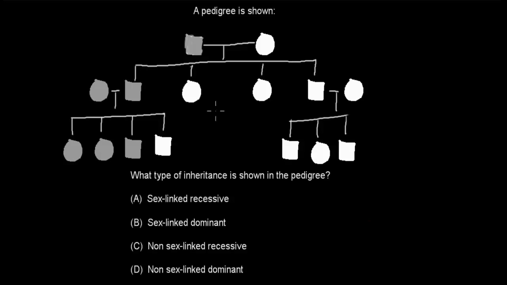Next, a pedigree is shown. This is our pedigree. What type of inheritance is shown in the pedigree? Sex-linked recessive, sex-linked dominant, non-sex-linked recessive, non-sex-linked dominant. When you're ready, attempt the question.